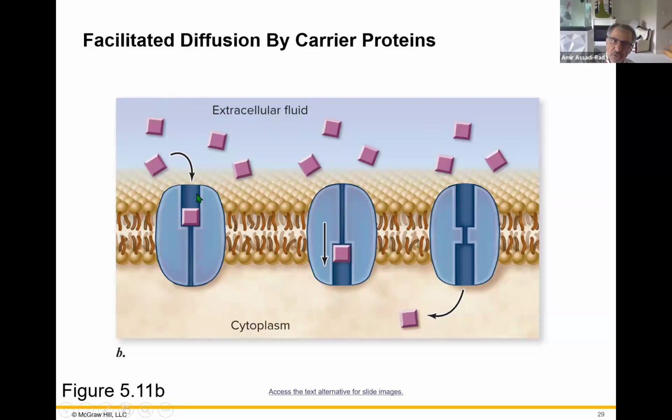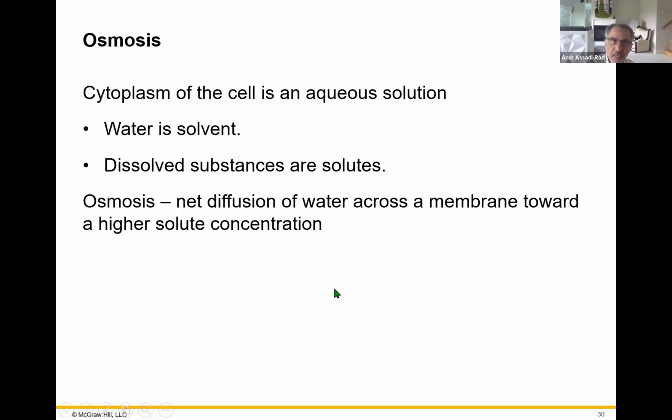So the molecules go through and the gate opens and closes. It changes its shape. Still, it's not an enzyme. It changes its shape and the molecules go inside of the cell. Okay, osmosis, we talked about, we did this.